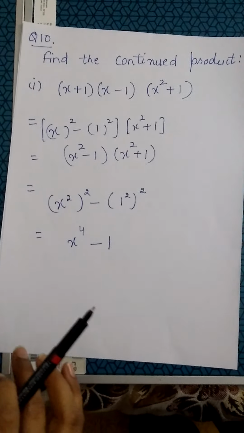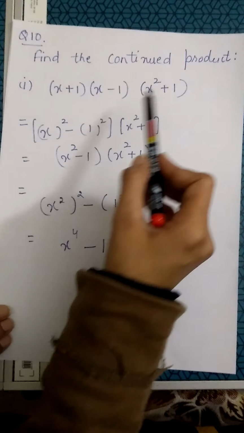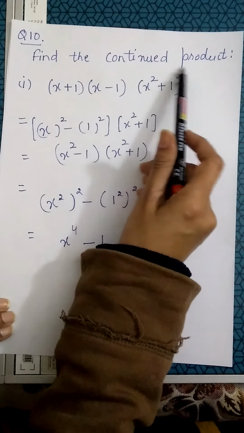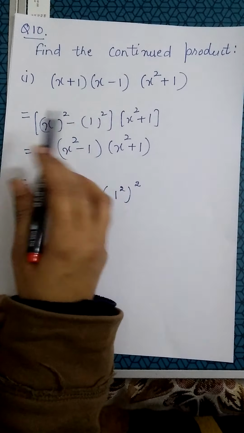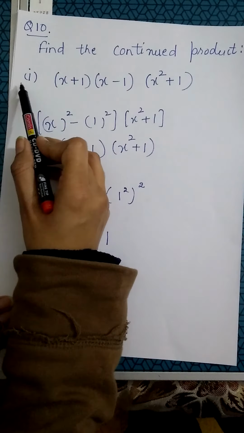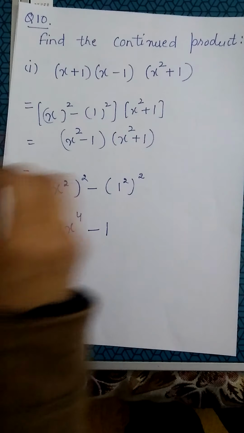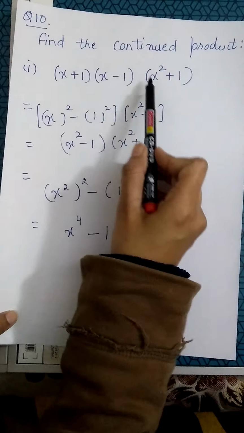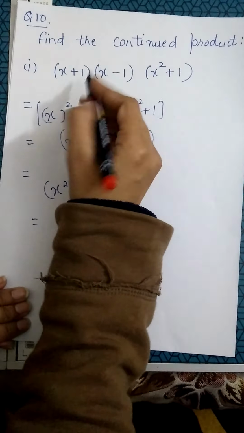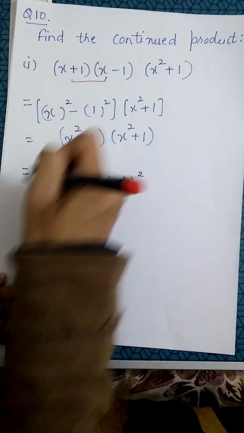Now let us discuss question number 10. Find the continued product. Continued product means that we will be using different identities and simplifying here. First question, question 10, first part: (x plus 1) into (x minus 1) into (x square plus 1). So we can multiply two terms at a time.